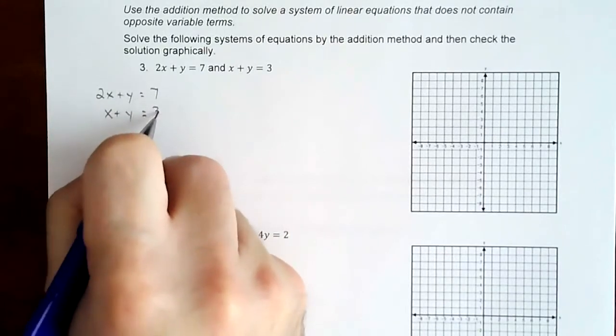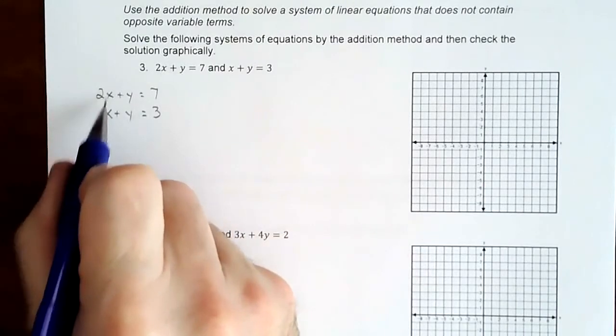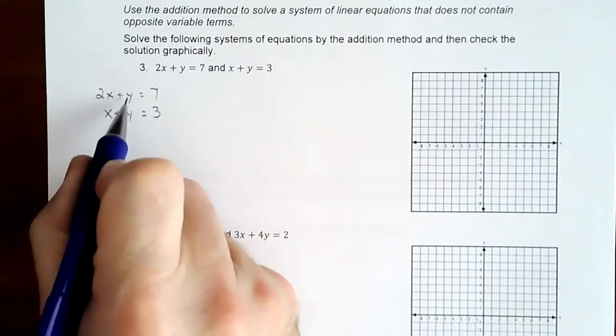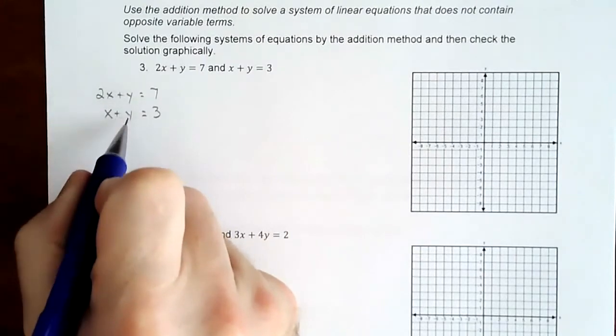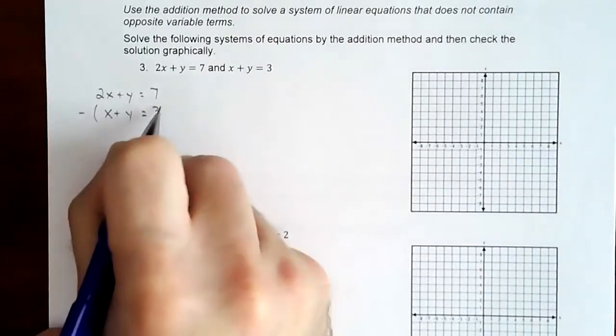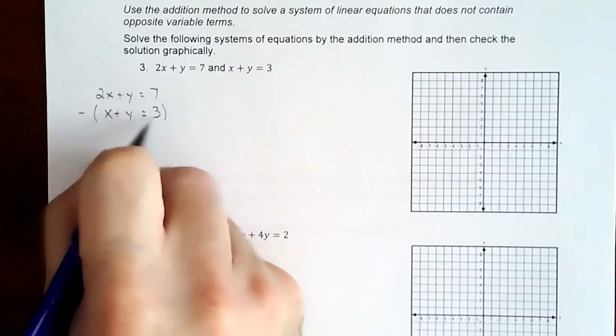If I look at this problem, either I can cancel the x's or I can cancel the y's. It's totally up to you. I look at it and say, well, the y's could cancel pretty easily if I could just make one of them a negative. So I'm going to take a negative and distribute it to everything. If I want to change this sign, I have to change all their signs.